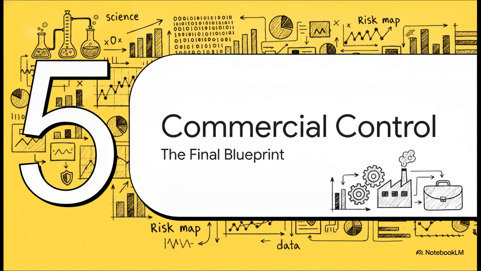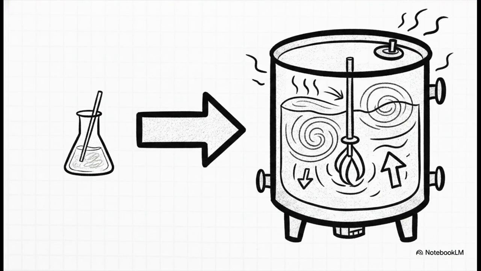And finally, Section 5, the Commercial Control Strategy, the final blueprint. Before we finalize our strategy, we absolutely have to respect scale-dependent risks, because physics change at commercial scale. If you move a powder blend that was perfectly uniform in a tiny pilot mixer into a massive commercial blender, the mixing times, the heat transfer rates, the shear behaviors, they all shift dramatically. We have to confirm these parameters on the actual commercial equipment. You can never just blindly assume equivalence.